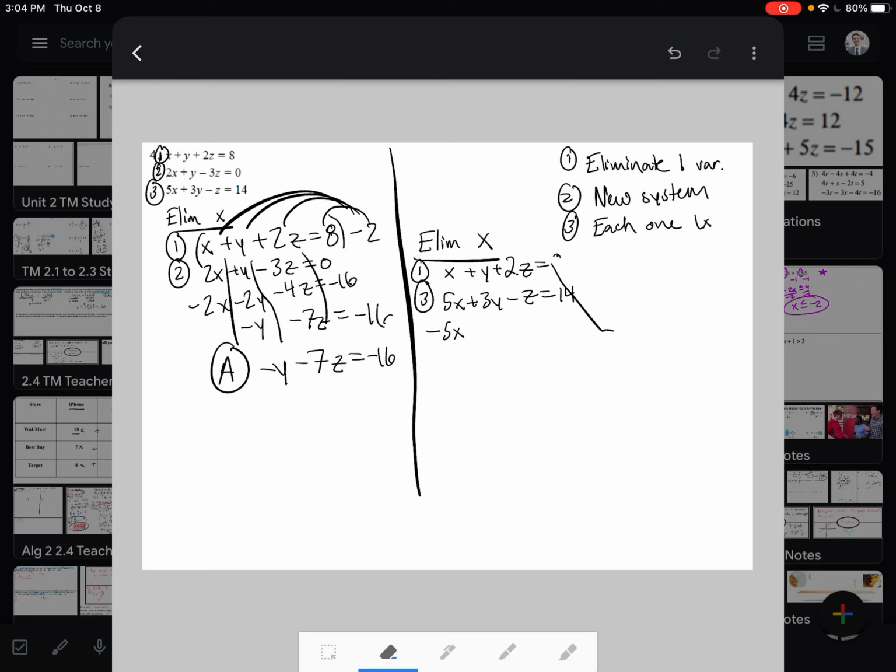Again, apologies, I don't know what is going on here with the iPad, but we'll be okay. All right, so hopefully we can get this fixed here. Again, our goal is to multiply to get a negative 5x term there.